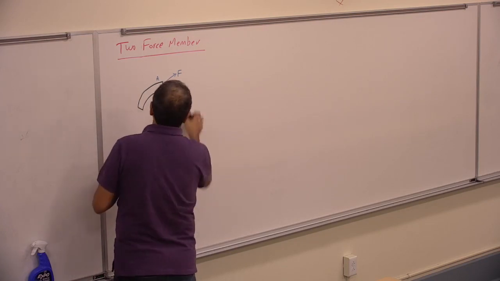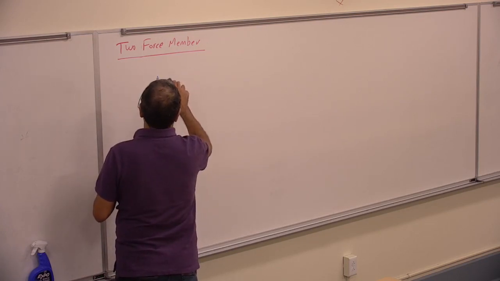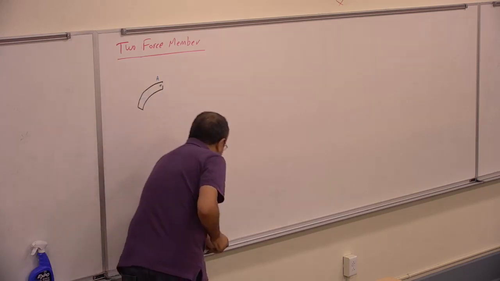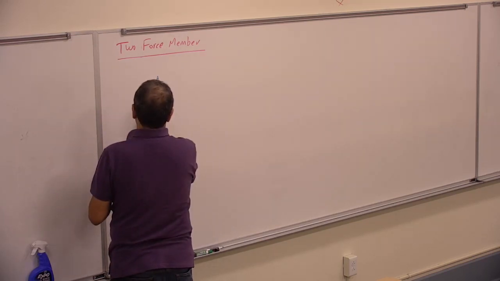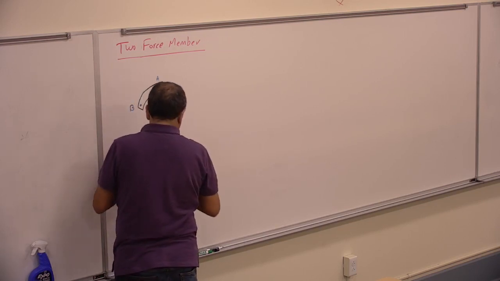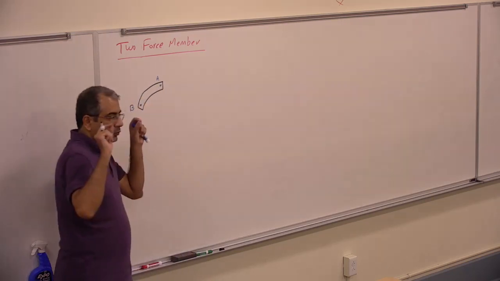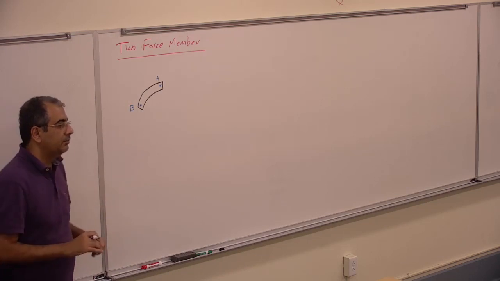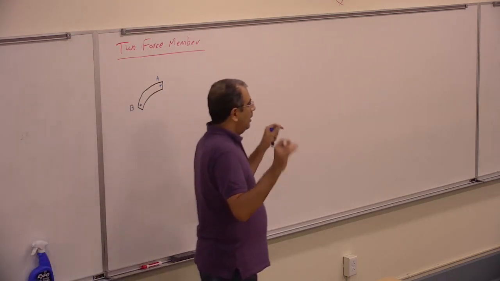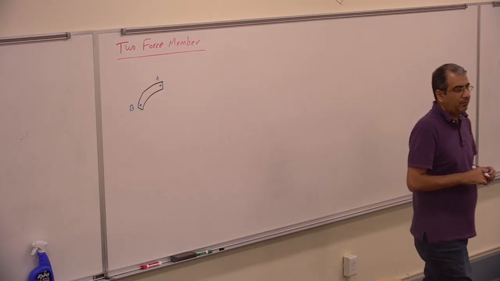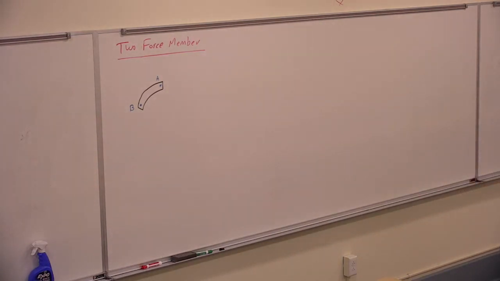so let's get back here. I have this member, point A, point B, and two forces applied at A and B, no more force. How can it be in equilibrium? The magnitude has to be the same.